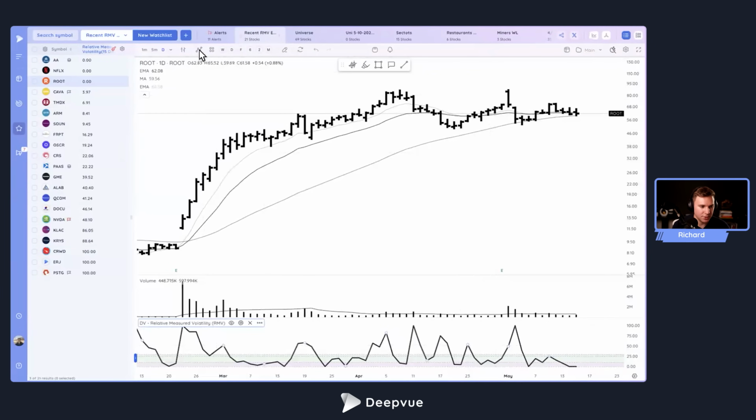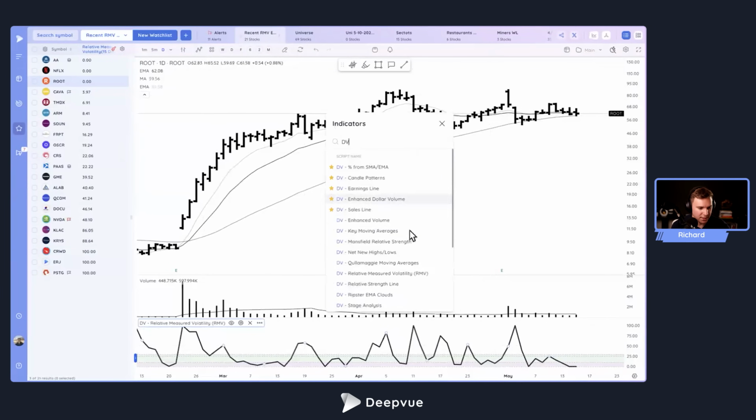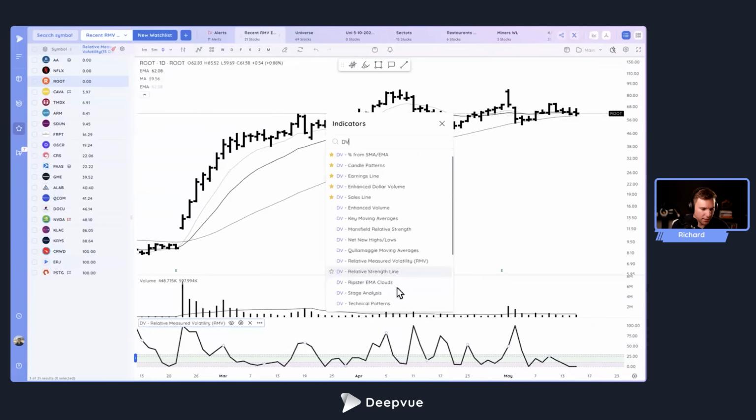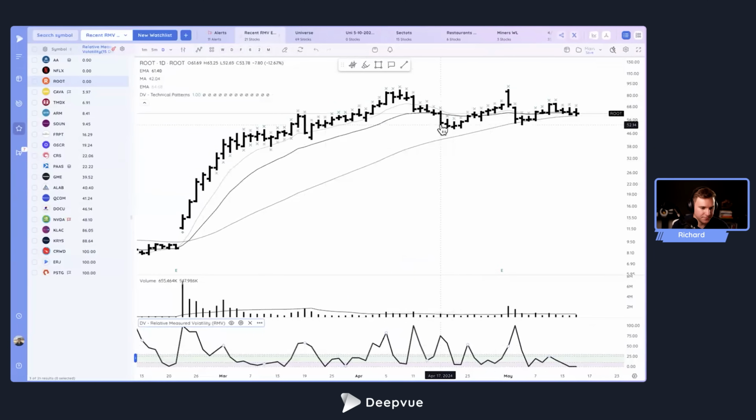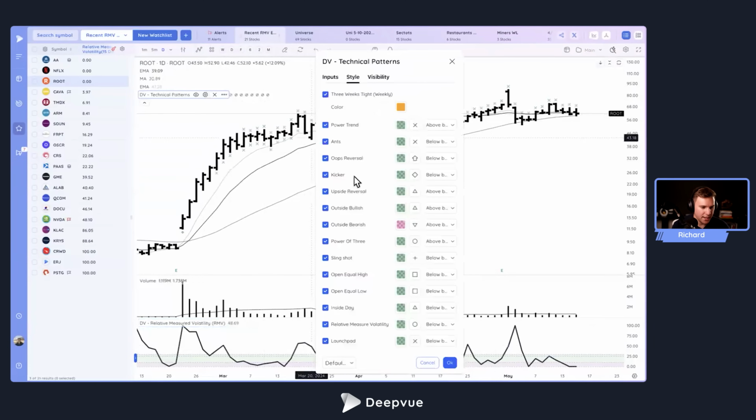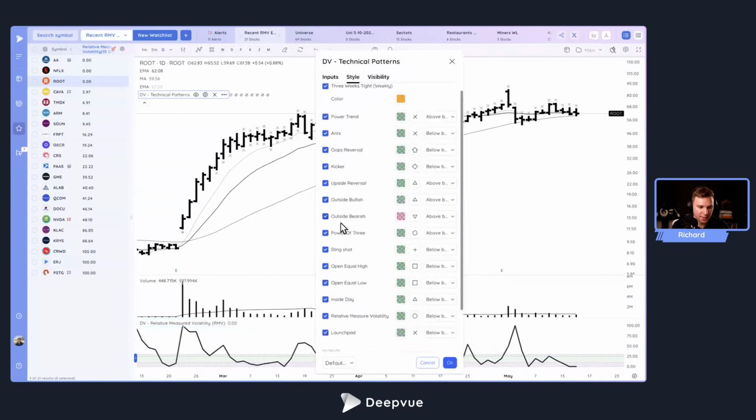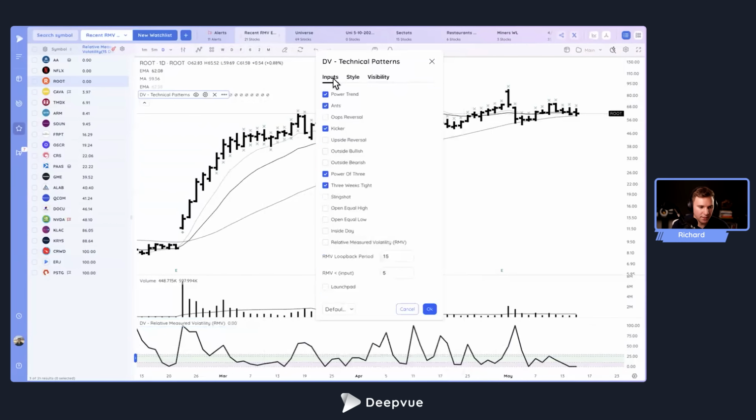And to add the technical indicators, what you want to do is go to the technical patterns right there and click settings. And then you've got all these different ones that you can add. But we'll go ahead and just turn on RMV. So we'll check this one. Let's do under 8. That's a good rule of thumb number that I found for this one.